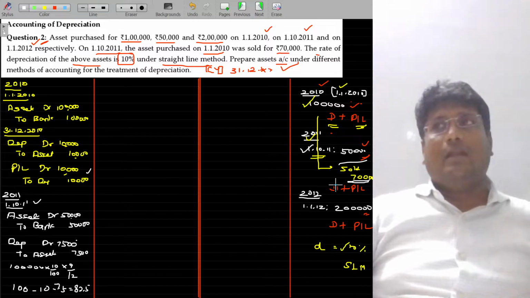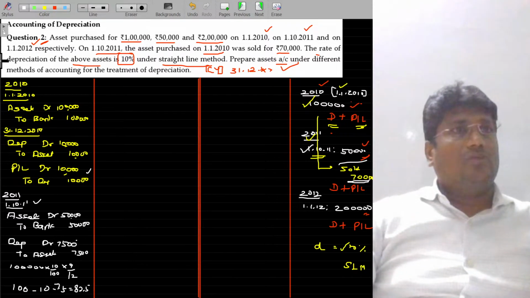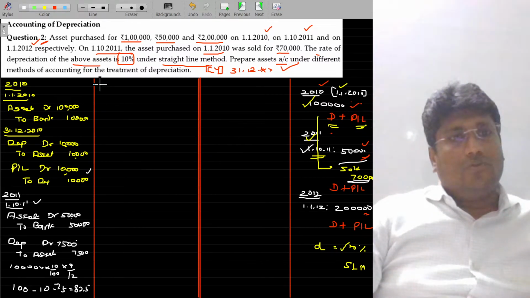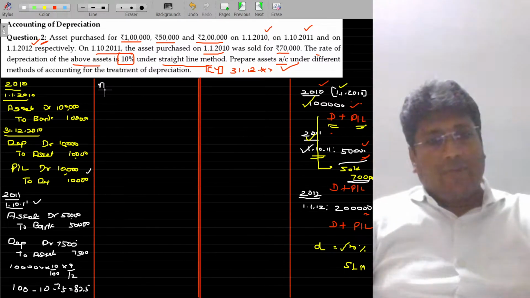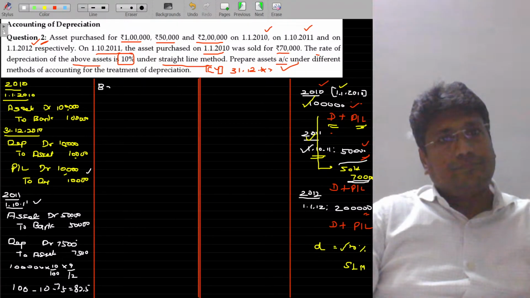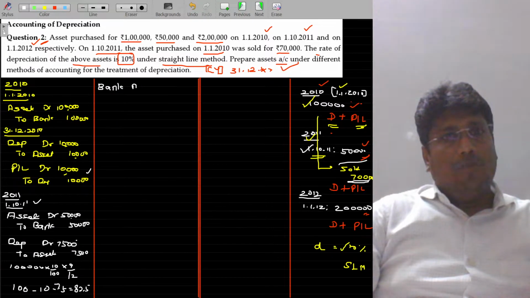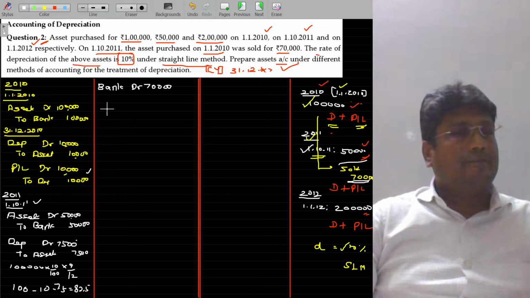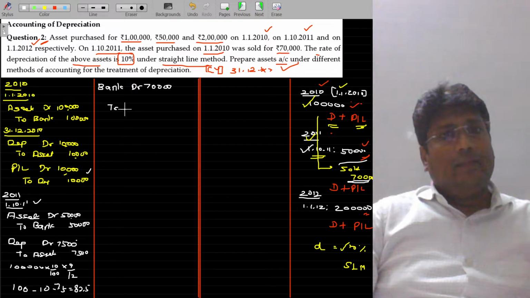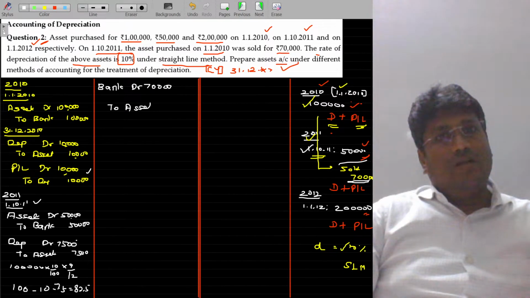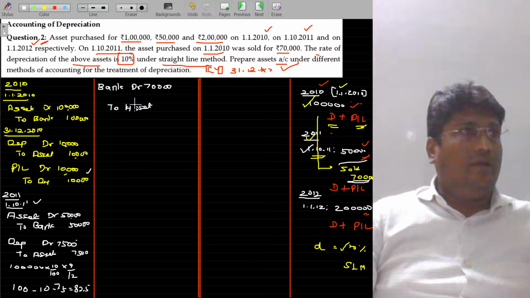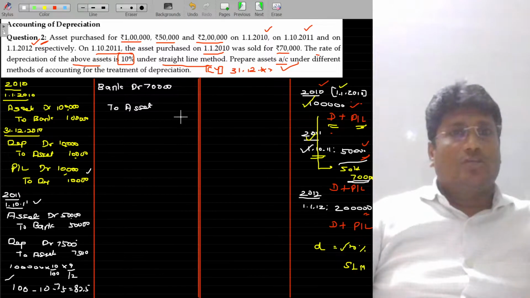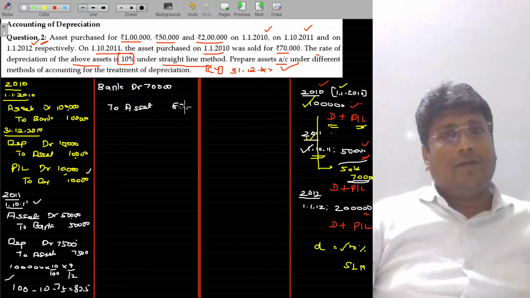Let me go for the second option. I am going to charge that to the loss on sale of asset account, right? So asset account, and on the same date, bank, I am getting the money, right? So bank account debit. How much will I get? Only 70,000 rupees. To what? Asset account. What is the value of the asset? As per the books or WDV, 82,500 we have calculated here. So I charge that value here, 82,500.